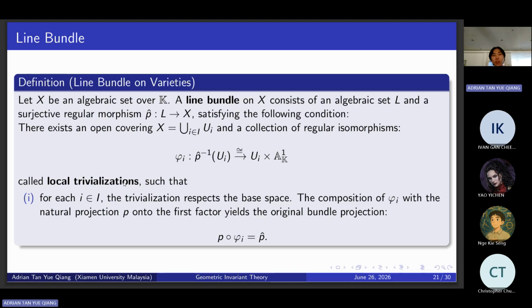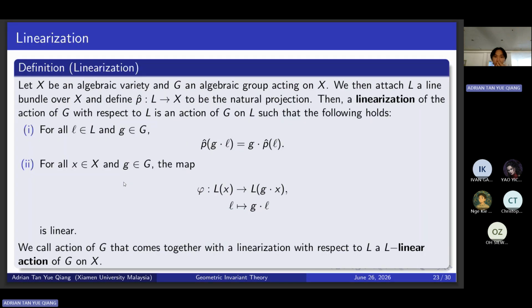So if you attach the line bundle on a variety, you can linearize the action on this variety onto the line bundle. So how do we do that? We do that in this way. We just want it to satisfy some conditions such that it agrees with the line bundle definitions and things like that.